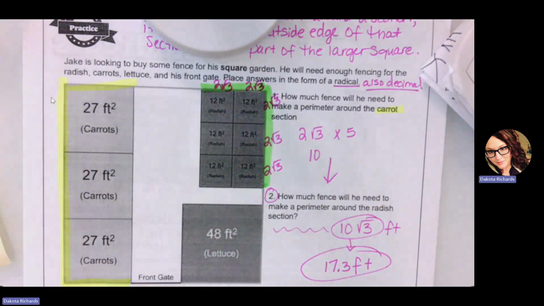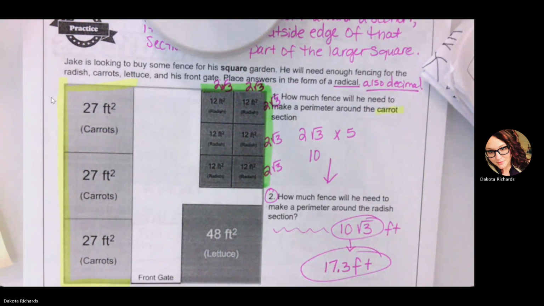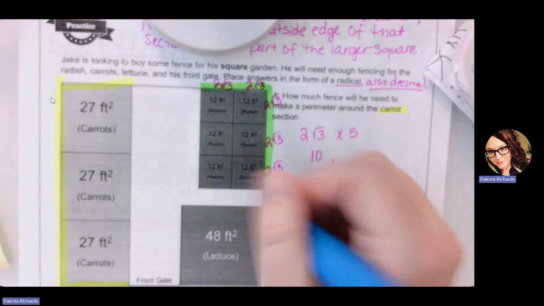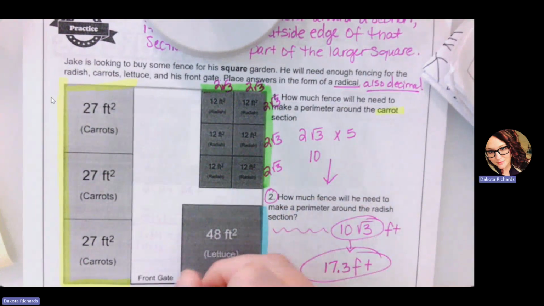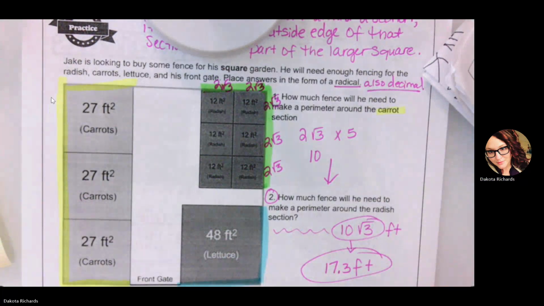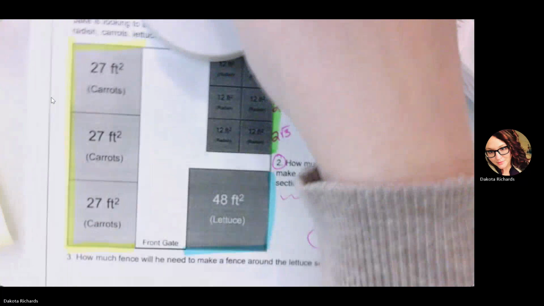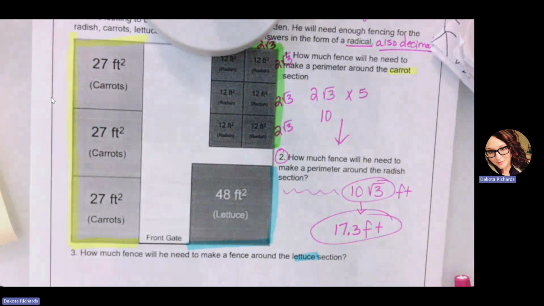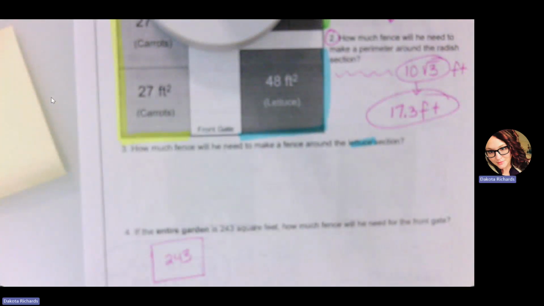Okay. And then number 3 is asking how much fence will he need to make a fence around the lettuce section? He only needs this part. And then number 4 says if the entire garden is 243 square feet, how much fence will he need for the front gate?